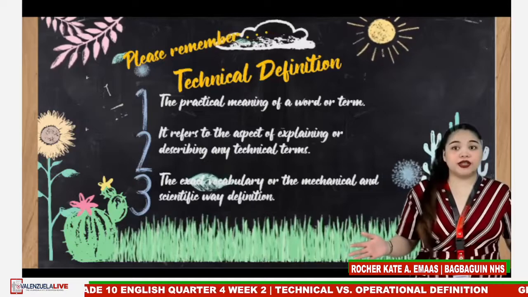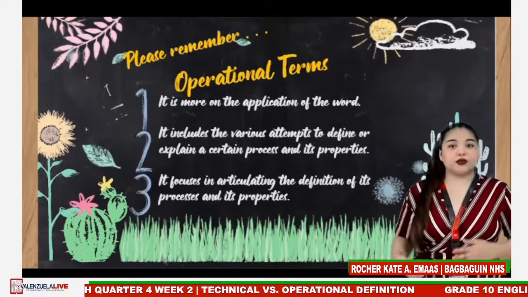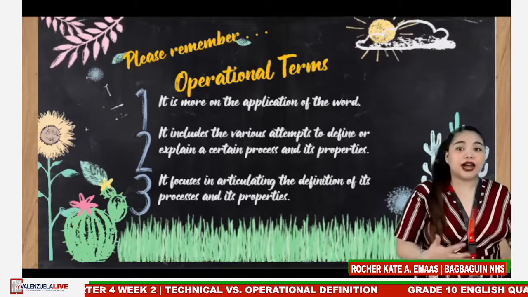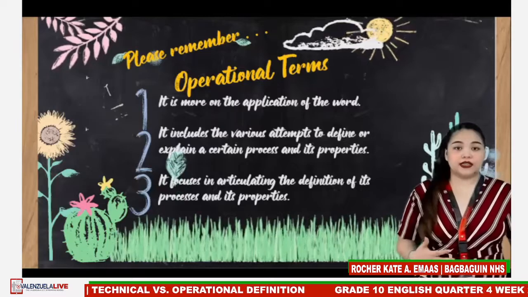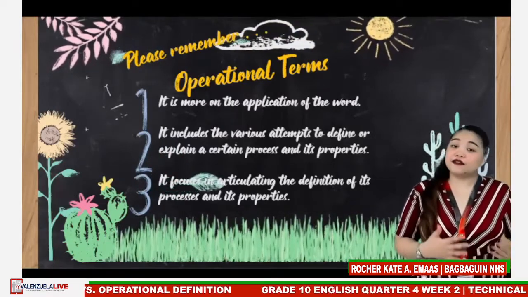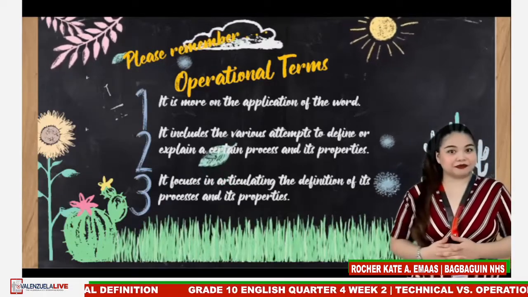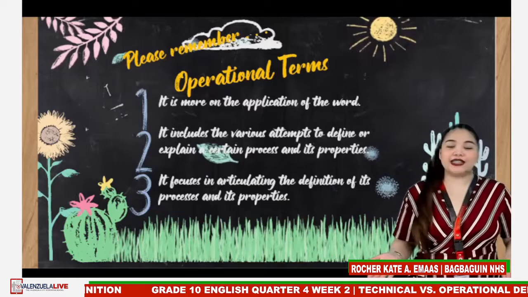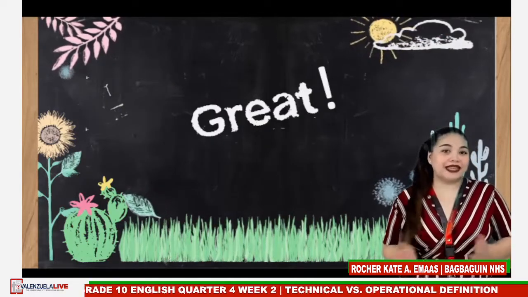Operational terms lean more on the application of the word. It includes the various attempts to define or explain a certain process or its properties. And it focuses on articulating the definition of its processes and its properties. I hope you have listened well today, so the next time you would define terms, it will be easy as one.